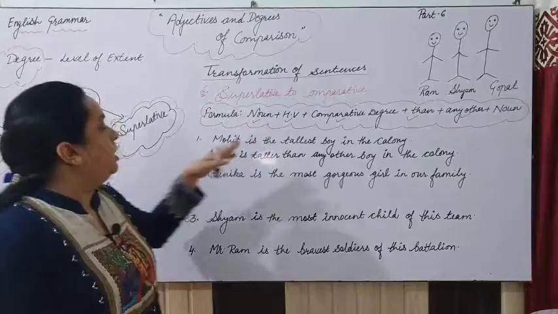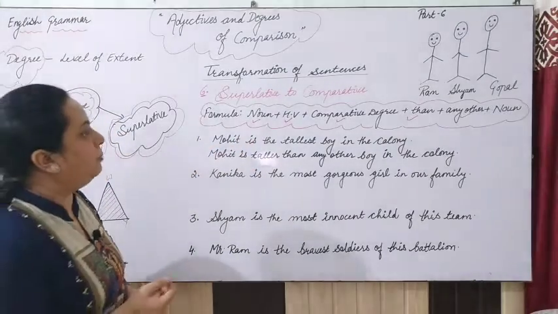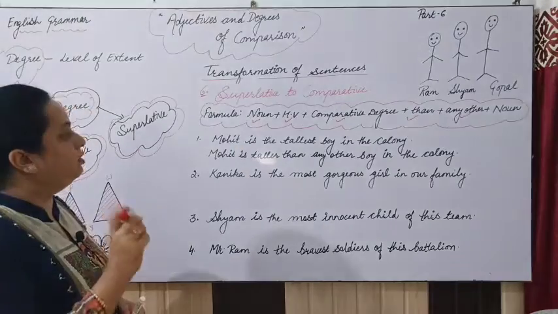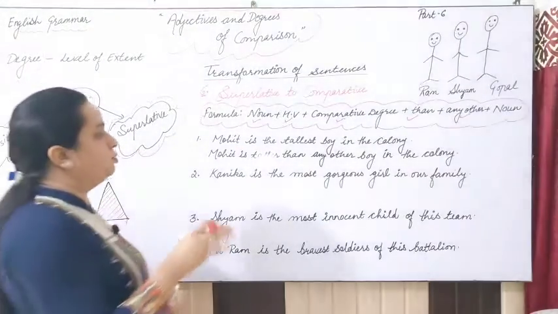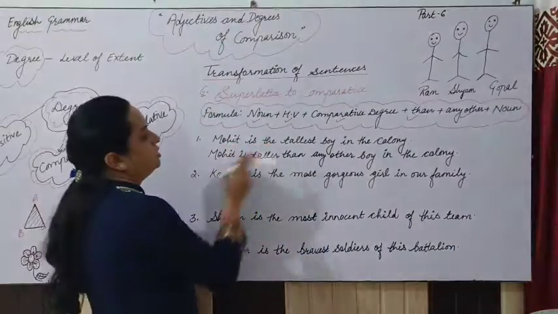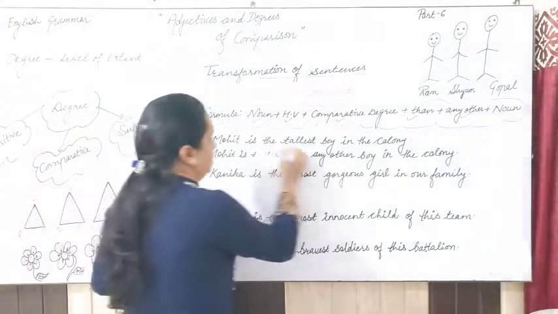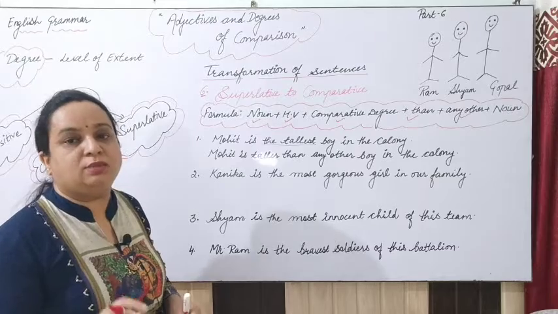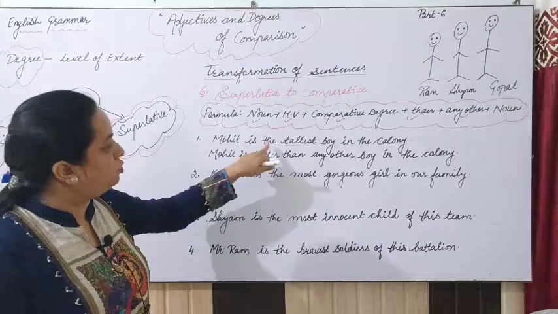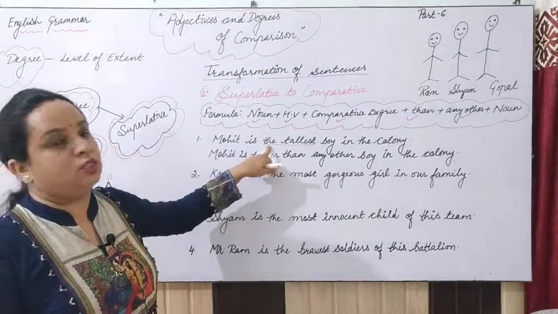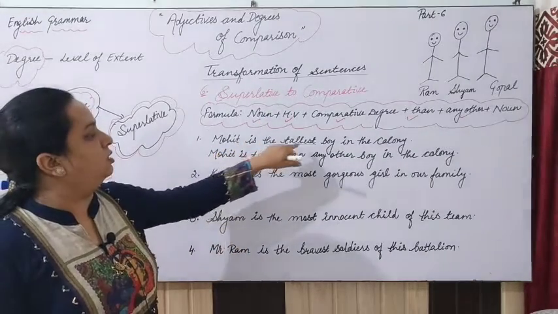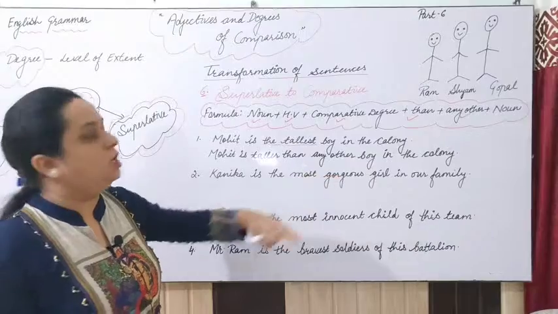Let's understand this with the help of an example. You will be given a sentence which has the superlative degree. Mohit is the tallest boy in the colony. Yes, this is the tallest boy here, so it is confirmed that the superlative degree is being used. Now you have to change this into the comparative degree, but you cannot do it like this: Mohit is taller boy. So you cannot do that.